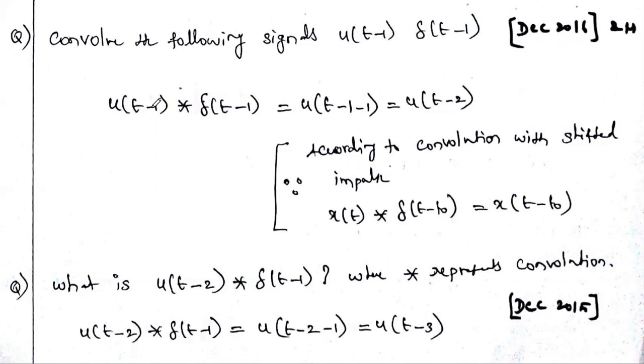Already this x(t) signal is shifted by the time t minus 1, and again shifted by this amount minus 1. So u(t minus 1), this shifting amount minus 1, can be written as u(t minus 2). So it's one type of problem.